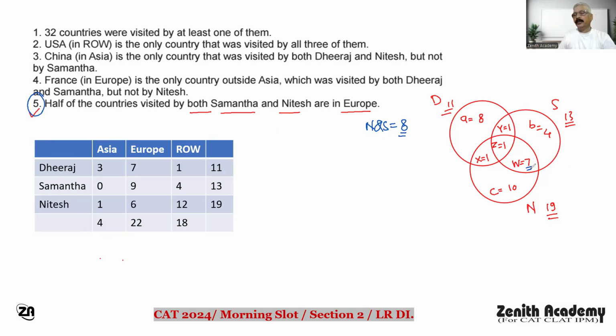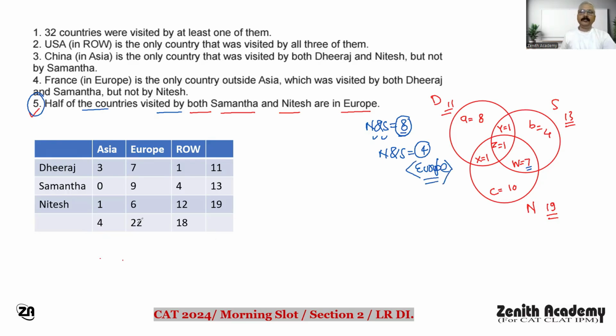8 countries. 7 countries where Nitesh and Samantha went, Dheeraj was not present. But in this case, Dheeraj is present. So what matters here? This country will be considered as with Nitesh and Samantha. So the total countries visited by Nitesh and Samantha is 8. Okay. And half of the countries visited by both Samantha and Nitesh are in Europe. It means Nitesh and Samantha visited 4 countries in Europe together. Okay, this is a word.